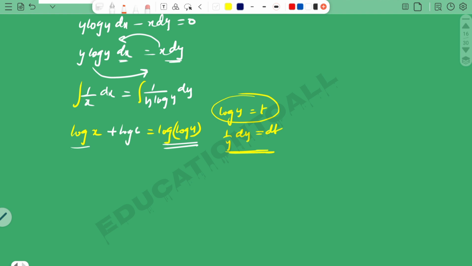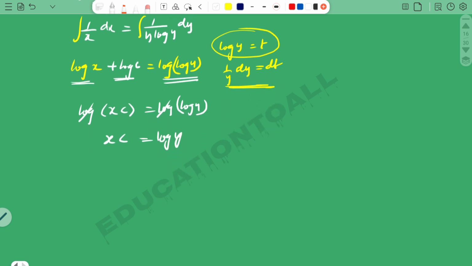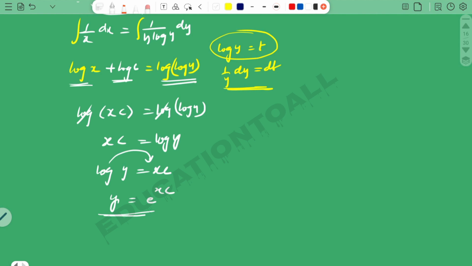On the left hand side, log x plus log c, which looks like log a plus log b, so writing it in log of ab format, log of x into c, which is equal to logarithm log y. On both the sides log is there, so cancel the logs. xc is equal to log y, but we require the y value, so therefore I'm writing in reverse order. Log y is equal to xc, and y alone is required, so if I remove the logarithm by applying the anti-logarithm, I can write y is equal to e power xc. Therefore this is the required general solution of the given question. I hope everyone understood. So let us move on to the next question.